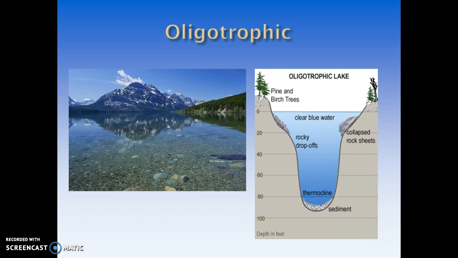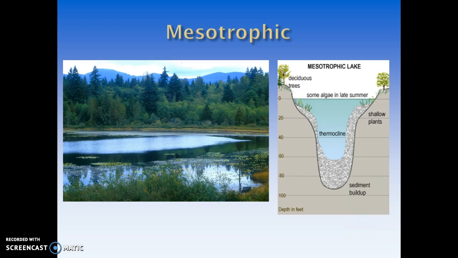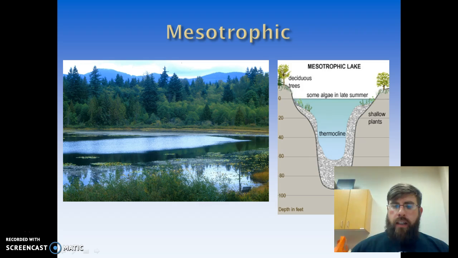Now, we go from oligotrophic to mesotrophic. Obviously, meso meaning in the middle. It's sort of the middle of the road kind of area. So if we look at mesotrophic, you're going to have more sediment. It's not going to be quite as deep. If you take a look at the screen on the right-hand side here, you will see that the mesotrophic lake is going to be shallower. You're going to have some algae. You're going to have some plants that are growing.